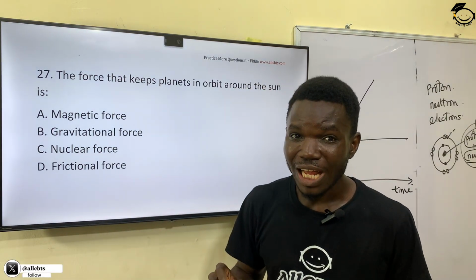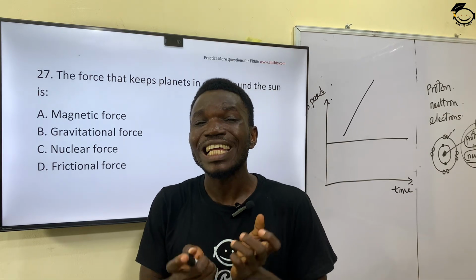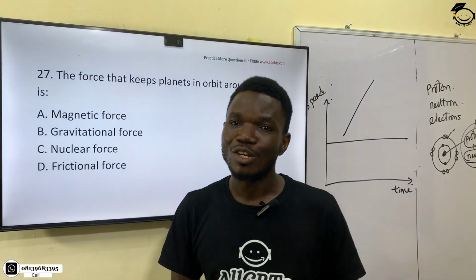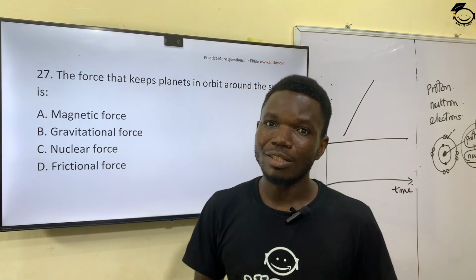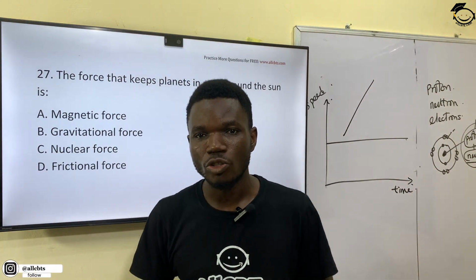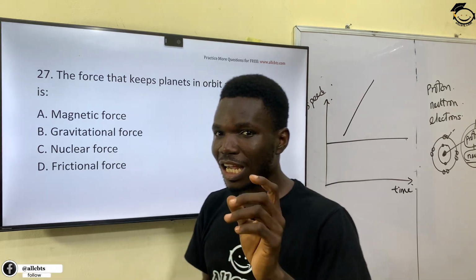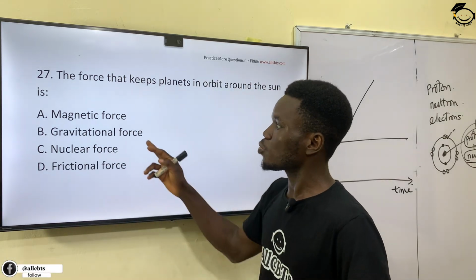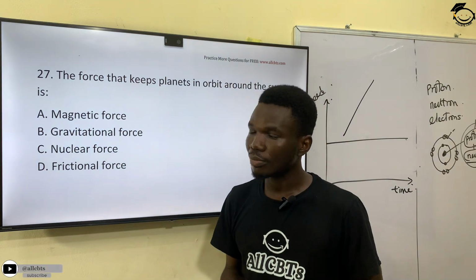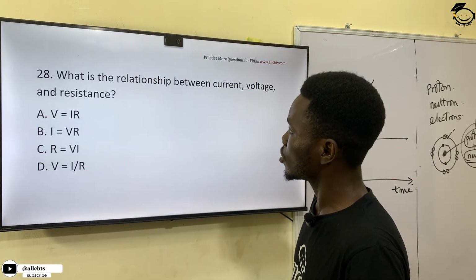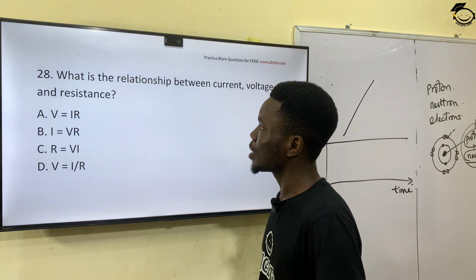So gravitational force has what? A stronghold that keeps all planets in their orbit, so that Jupiter doesn't collide with Mercury or Venus colliding with Earth. So they remain in their orbit as a result of what? Gravitational force. That is option B. So that takes us to the next question, which is question number 28.